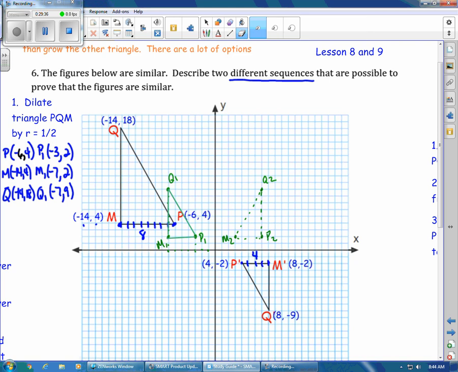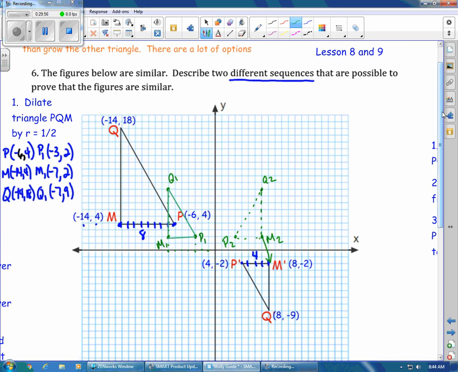Sorry. I hope you didn't copy me because I just flipped these accidentally. So this should be p sub 2. This should be m sub 2. I could draw a vector from m sub 2 to m prime, and then I could reflect over p prime m prime. That would be a good option.